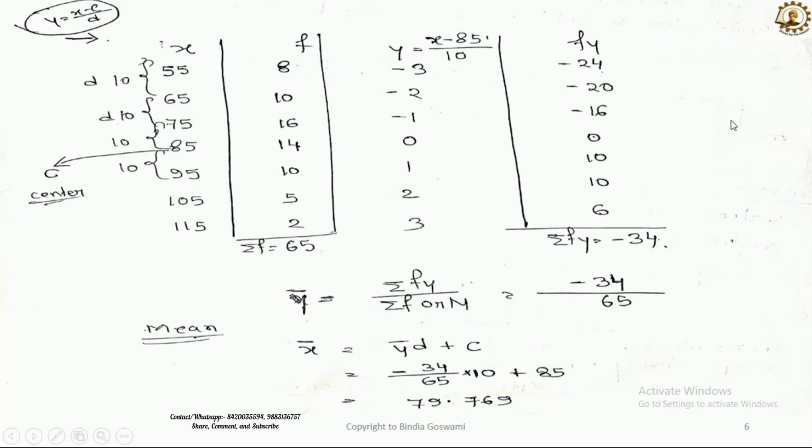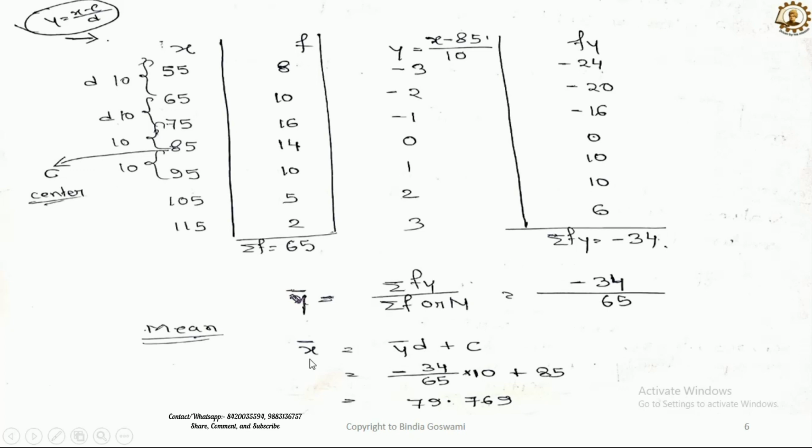So 8 into minus 3 is minus 24. 10 into minus 2 is minus 20. Similarly all of these. And now the summation of fy is minus 34. Since x bar equals summation fx by f, here y bar equals summation fy by f. So here summation fy by f is minus 34 by 65.